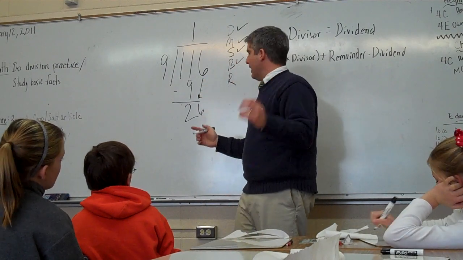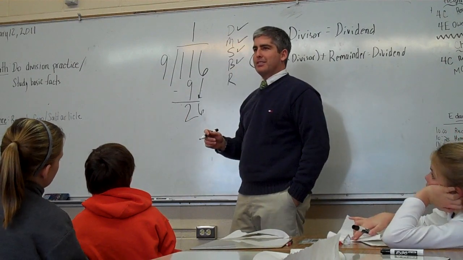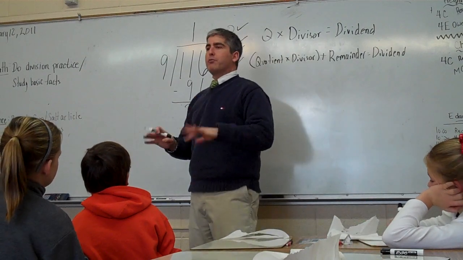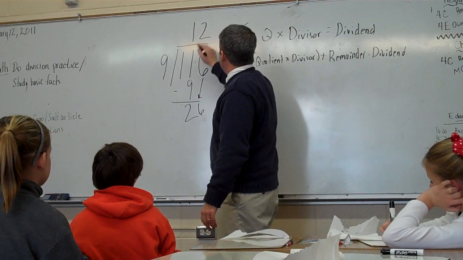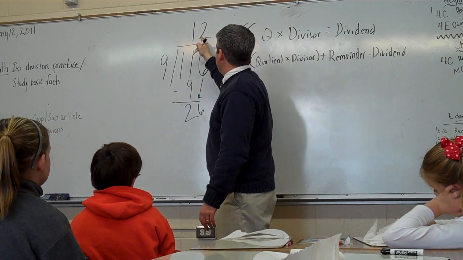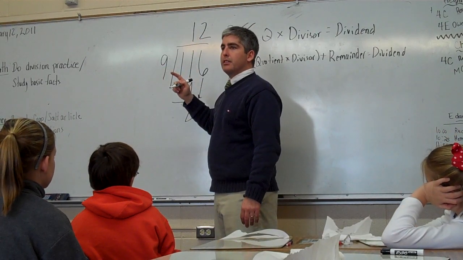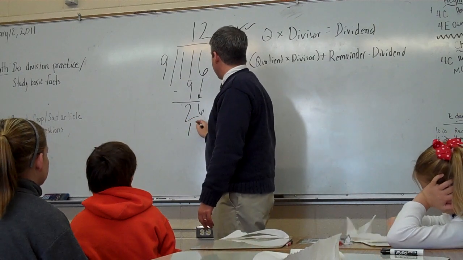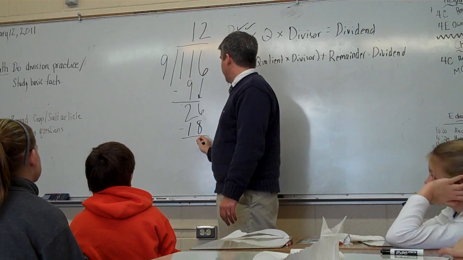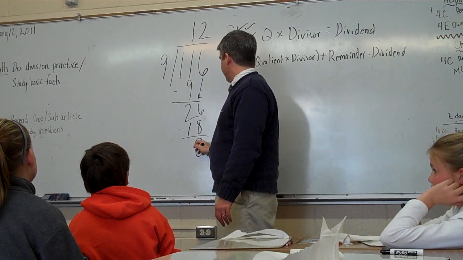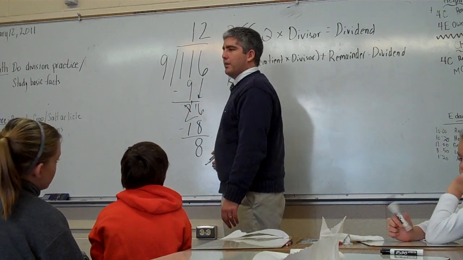Then I restart. This is my new dividend. 9 goes into 26 how many times? Almost 3. But you can't put 3. It's almost 3, so you've got to put 2, right? So then we divide again. Then we multiply our newest number in our quotient times our divisor. 9 times 2 equals 18. I put that underneath. Sorry, multiply, then I'm going to subtract. 26 minus 18. How about 8? Oh, 8, yeah. Do I have anything left to bring down?